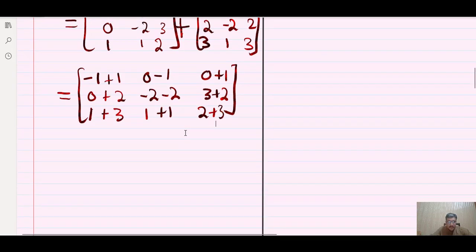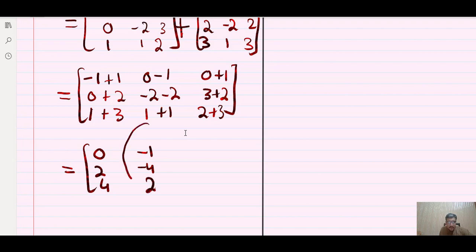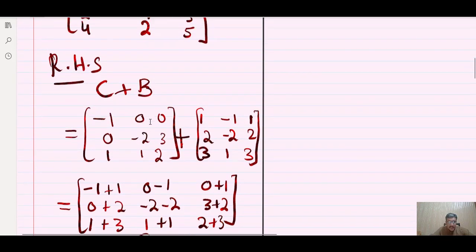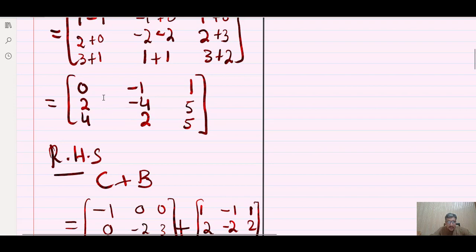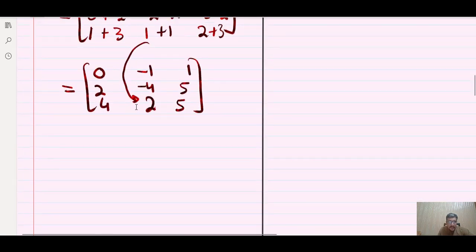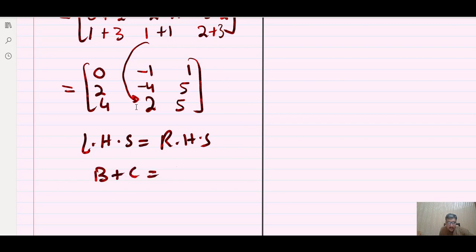And now if you simplify this, you will get minus 1 plus 1 is 0, 0 plus 2 gives you 2, and here it will be 4, minus 1 minus 4, 1 plus 1 gives you 2. I am just simply adding these values. So if you see, these entries are the same as the entries for the left hand side. So you can say that left hand side is equal to right hand side. So B plus C is equal to C plus B, hence it is verified.